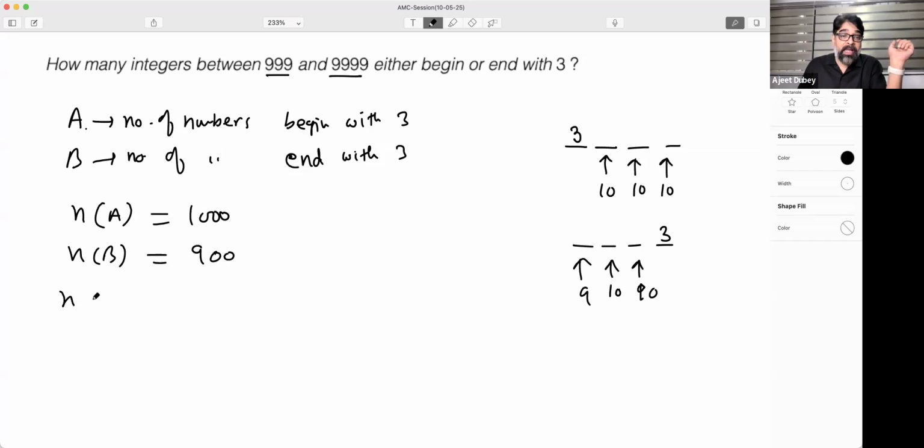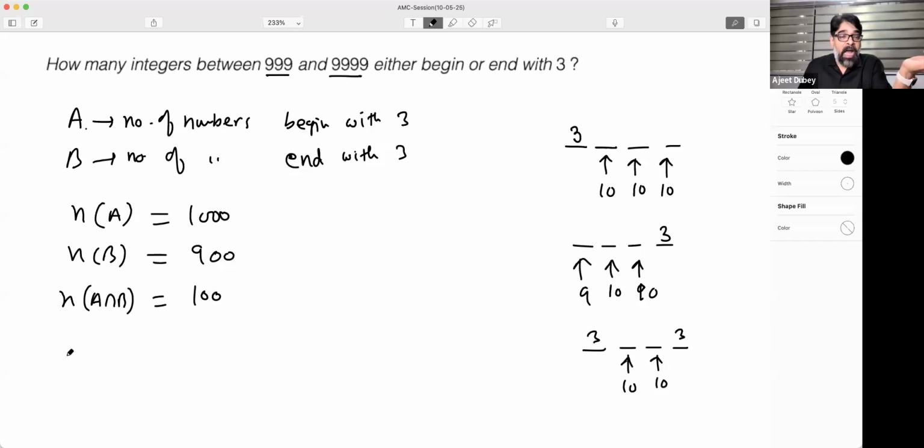And I want N of A intersection B also, because I have to subtract. A intersection B means what? Begin with 3 and end with 3, meaning both statements should be true. So this place can be filled by 10 ways, and this place by 10 ways, so 100 ways.